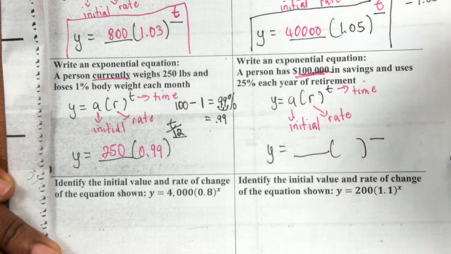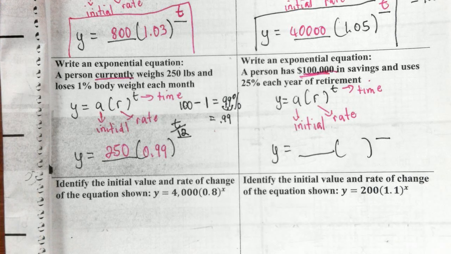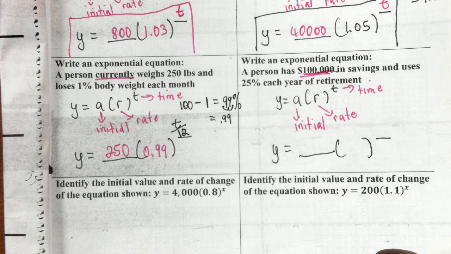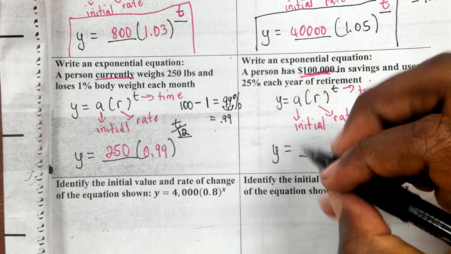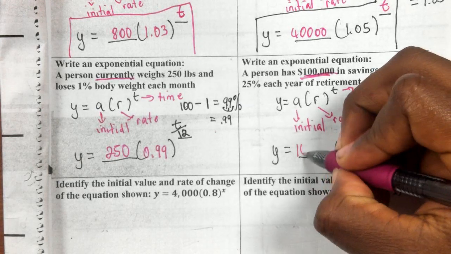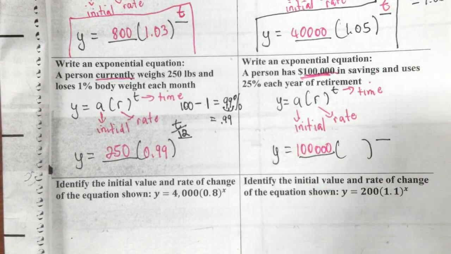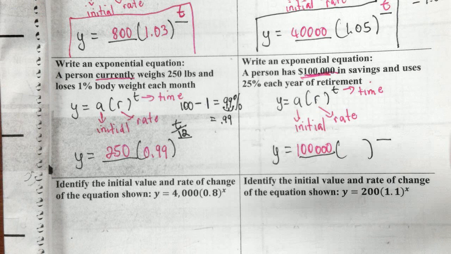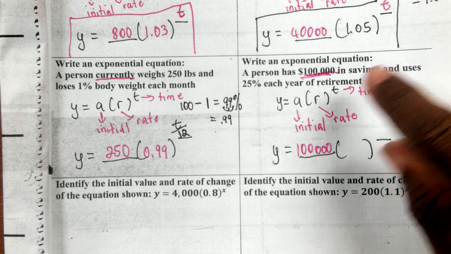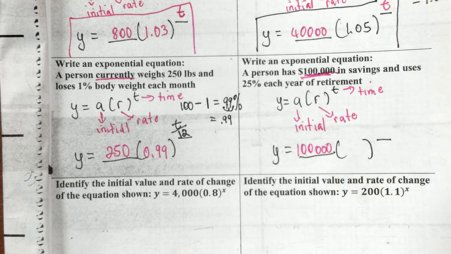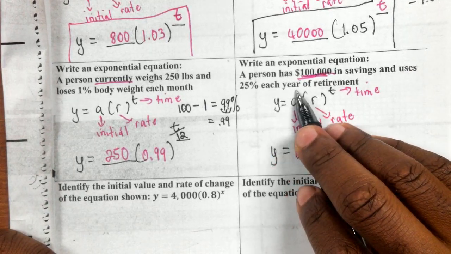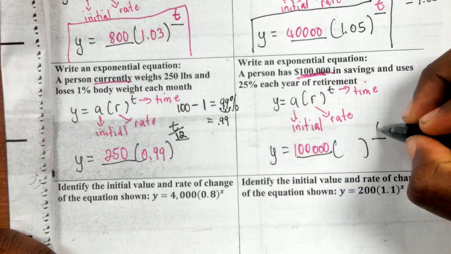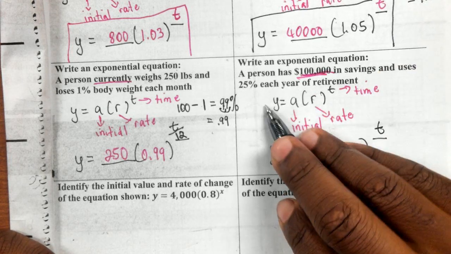Yup, the 100,000, because the question says a person has 100,000 in savings and uses 25% each year of retirement, all right? So they have 100,000, so that's your initial, because that's what they already have in their savings before they started to use money, okay? In this case, it says each year, so it didn't tell us monthly or anything like that. So this is just T.